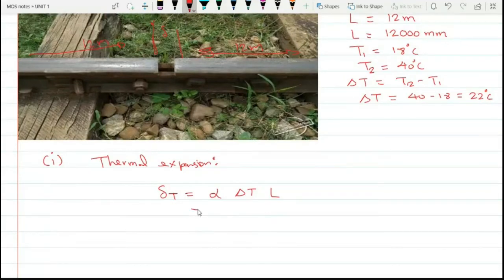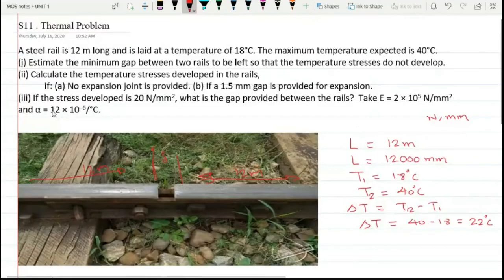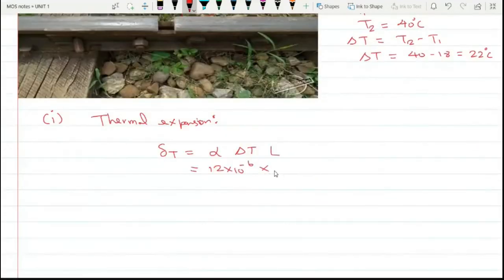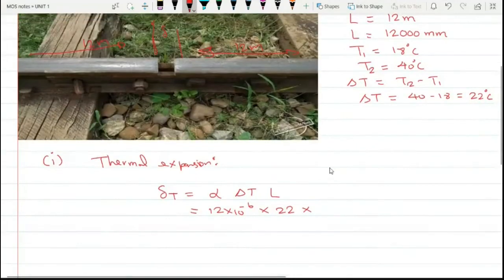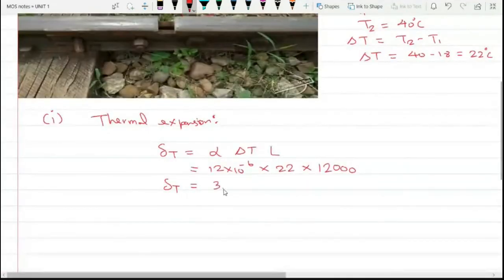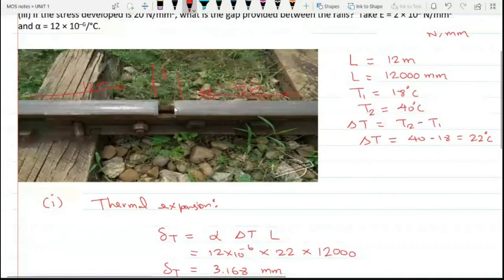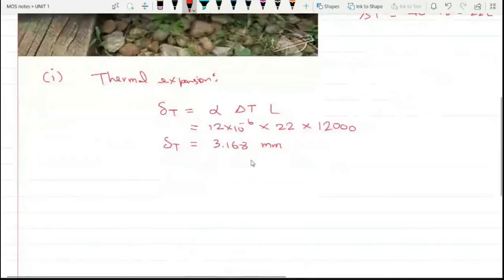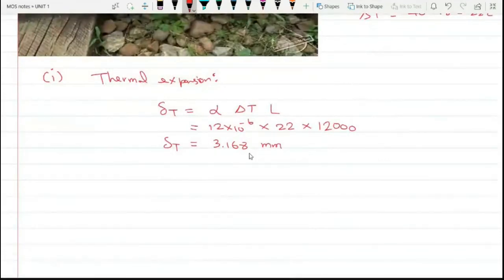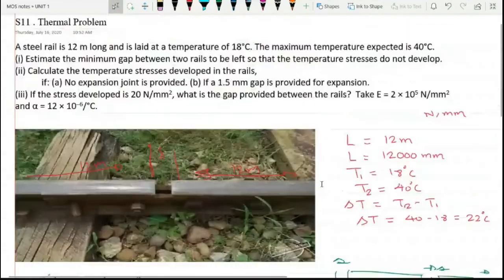So this gives me what is the total expansion. So alpha, we know what is the value which is given. So alpha is 12 into 10 power minus 6 into del T, which is 22 degrees centigrade, into length. Length is also we know, which is 12,000. So this gives 3.168 mm. So this is the gap which has to be here. So you should maintain a gap of at least 3.168 mm.